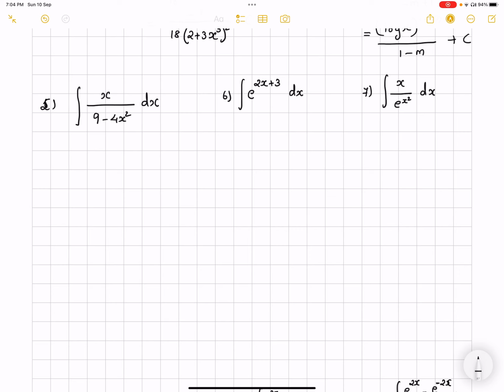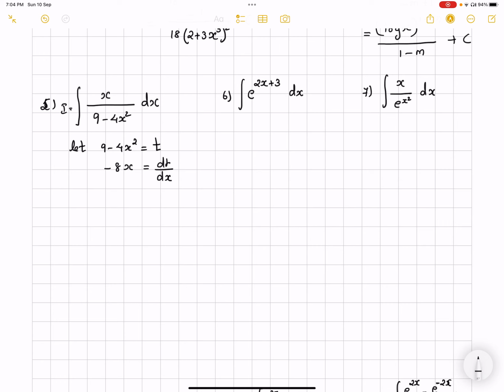Say 9 is left out and 9 minus t, again it becomes a two term. I don't want two terms in my denominator. I will consider the two terms as one. That is, 9 minus 4x square, I'm going to consider as t. So let me differentiate both sides with respect to x. 9 becomes 0 when I differentiate, and minus 4x square becomes minus 8x, which is equal to dt by dx.